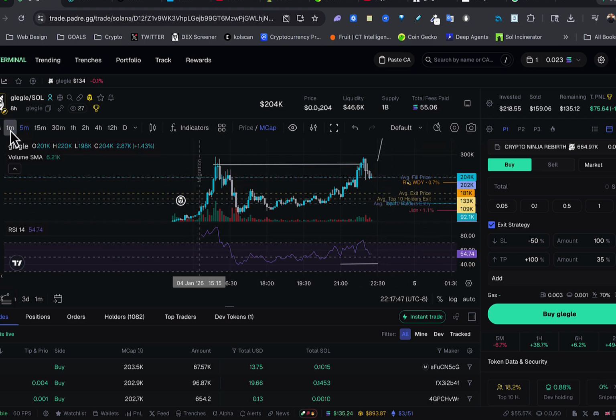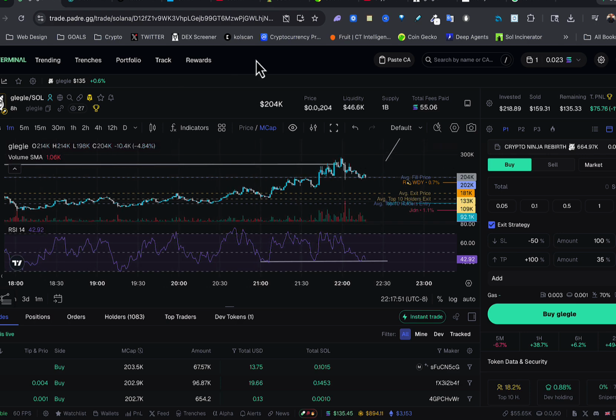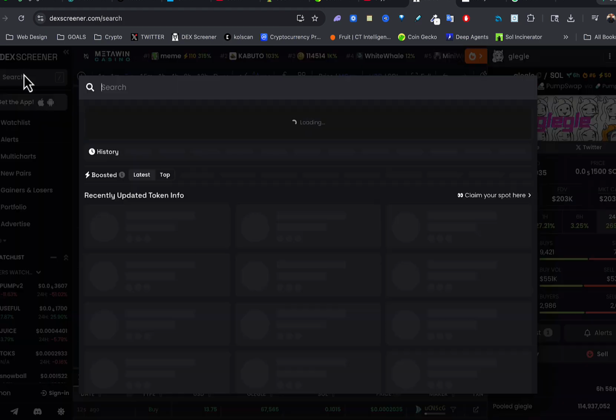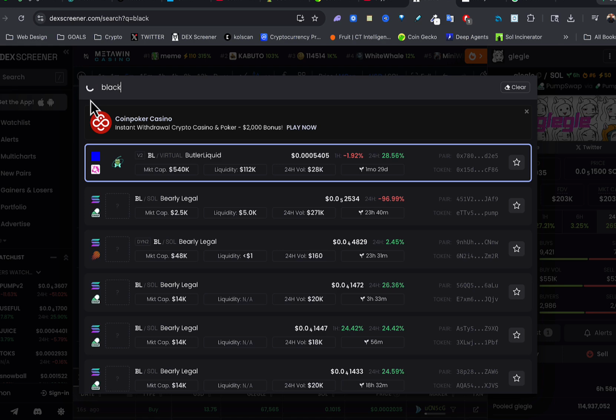But this is a really good indicator to use, guys. And you can use it on bigger trades too. Okay, you can use it on bigger trades, like on higher time frames. Let me show you on Black Whale. This is a really good example.